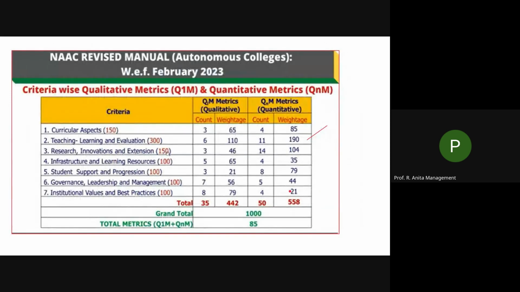Now, going to the quantitative and qualitative metrics under the key indicators, you can see this. I would like you all to focus on teaching, learning and evaluation. We have more quantitative metrics, where, I'm focusing on the autonomous colleges, 11 are the quantitative metrics and 6 are the qualitative metrics. So we need to see how best to get 190 marks, that is where we are quantifying it, and then we should see how to achieve that 190.